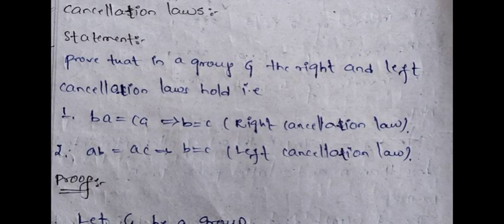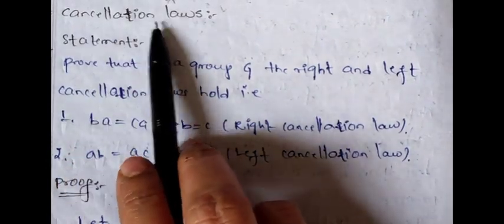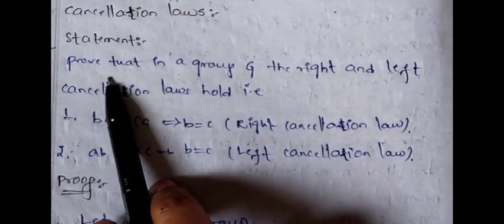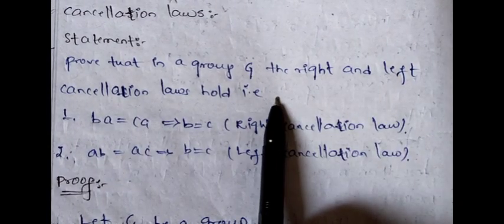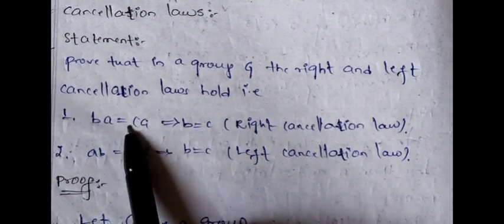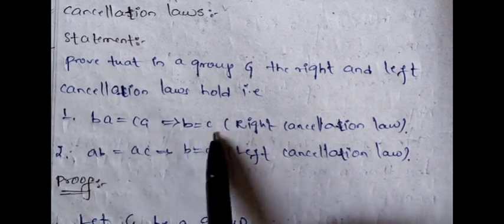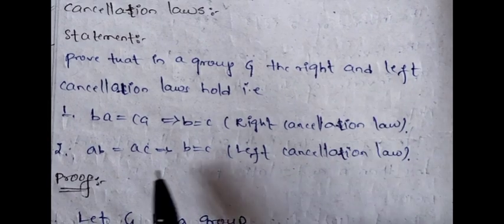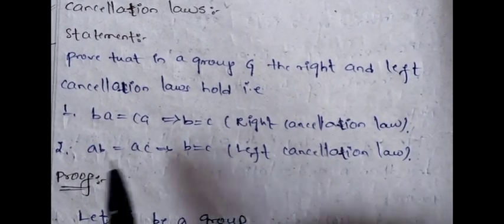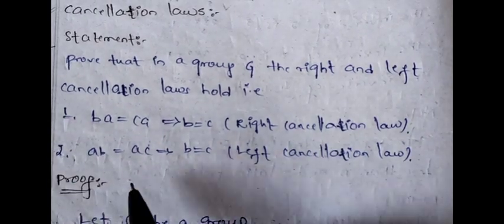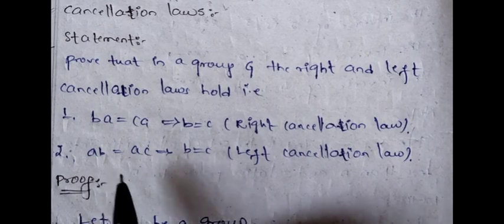Now let us discuss some important theorems in groups. First one is the cancellation law. The statement is: prove that in a group G, right and left cancellation laws hold in G. That is, if BA equals CA, when you cancel A on the right, we get B equals C. That is the right cancellation law. In the same way, if we cancel on the left side, it is called the left cancellation law. We need to prove this. Obviously in real numbers we can cancel, but in groups, whether it holds or not, we have to prove.